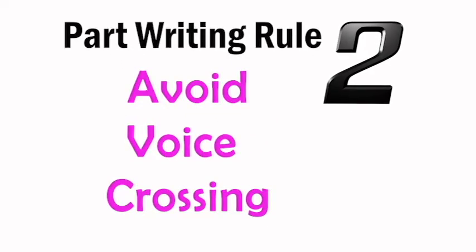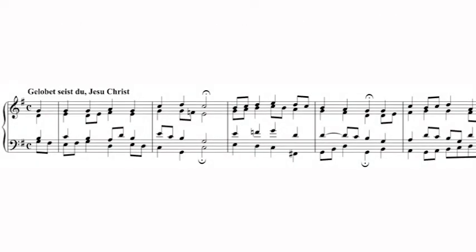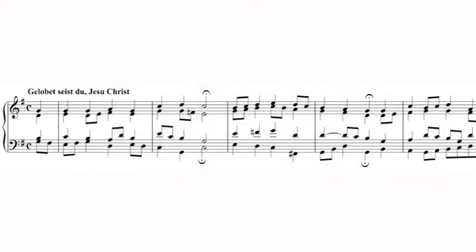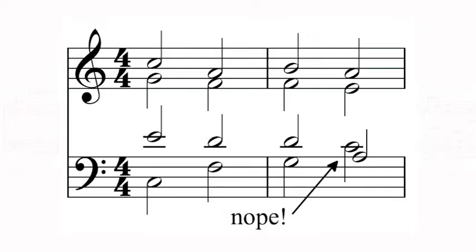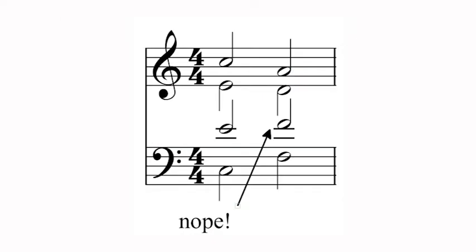Part writing rule number 2. Avoid voice crossing. In general, when we write in 4-part chorale style, we want to keep each voice in its own zone, so to speak. In the example shown here, you can see that this is voice crossing because the bass is going above the tenor voice. Sometimes it's hard to see this, though.